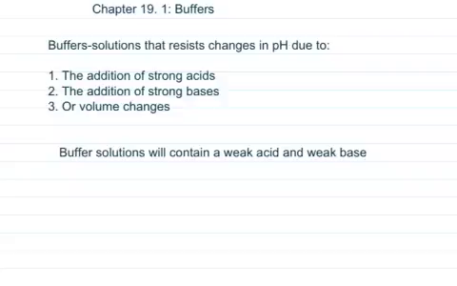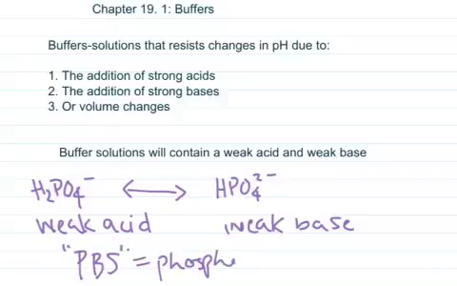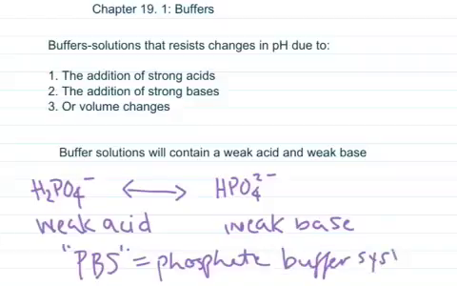Now let's take a look at a weak acid and a weak base. Here we have a weak acid and a weak base. And this solution is called PBS, which is known as a phosphate buffer system. So now, how do we know which one's a weak acid and which one's a weak base?